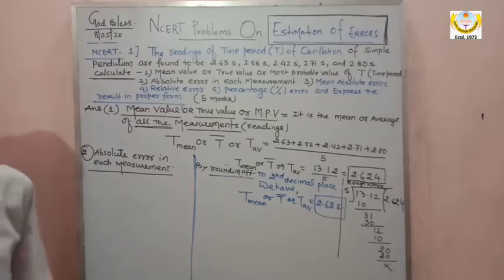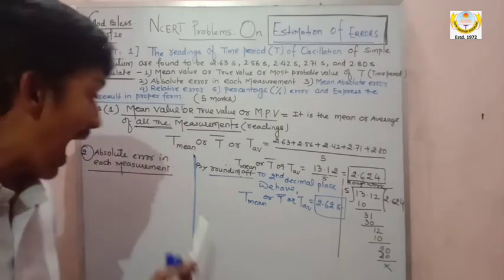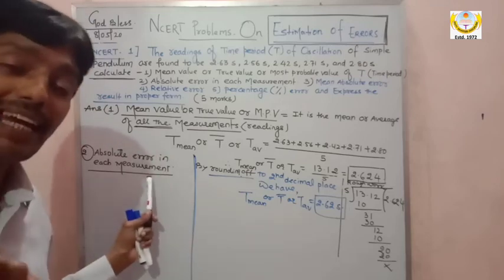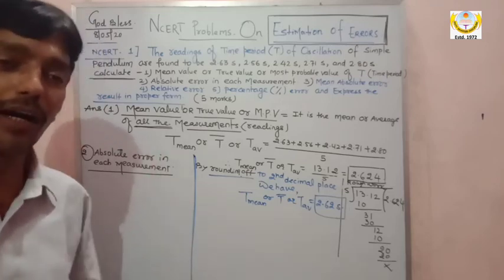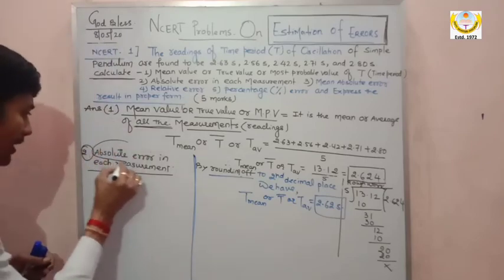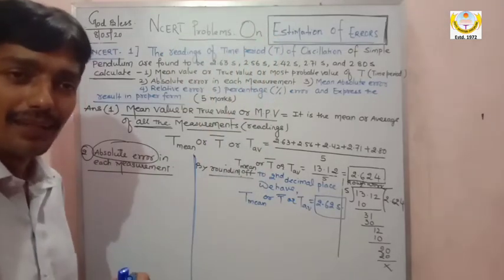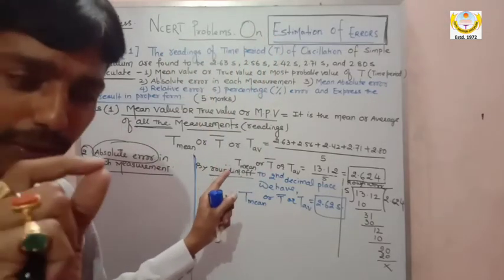Now my dear, here the very important language is given: "the absolute error in each measurement." It means that this absolute error occurs in every measurement. Try to understand, this is a good concept.